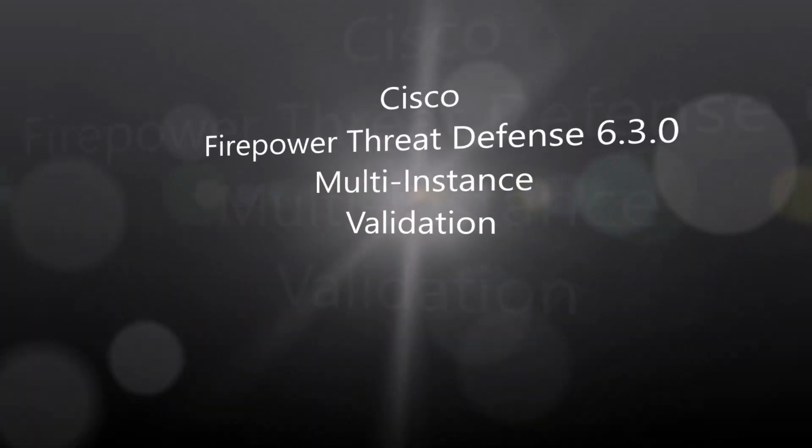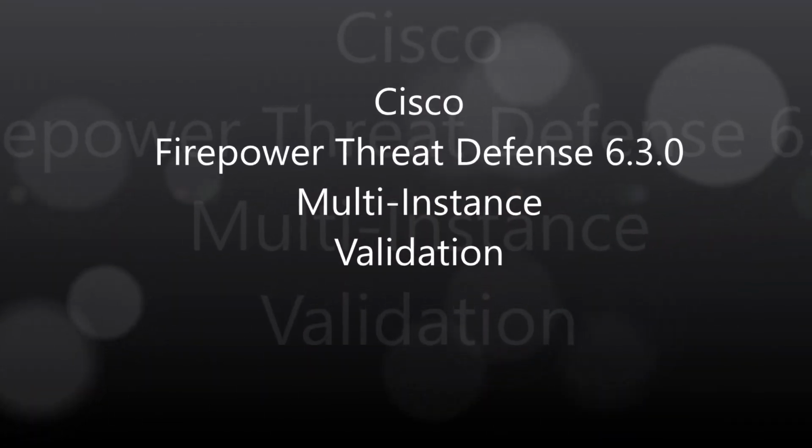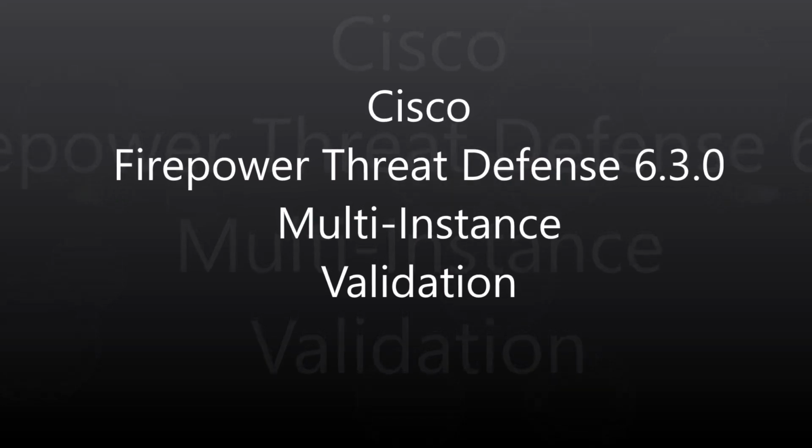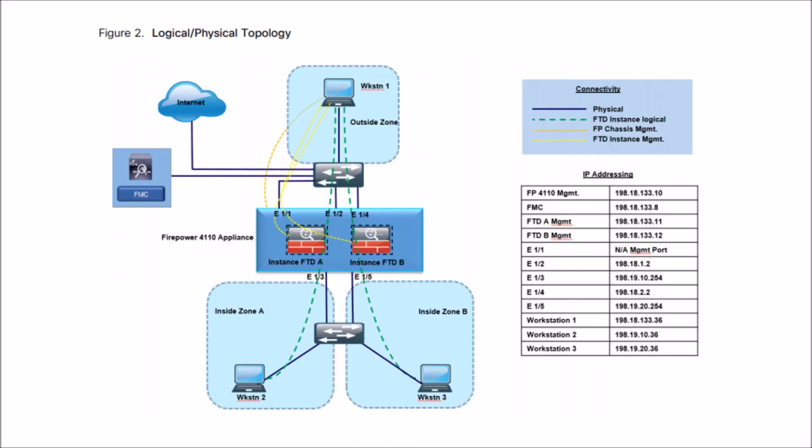Cisco Firepower Threat Defense 630 multi-instance. We're going to do some validation. So let's do a quick review. This is the fourth video in a series of four. We've got inside zone A hitting FTD A, and inside zone B that hits FTD B, right?